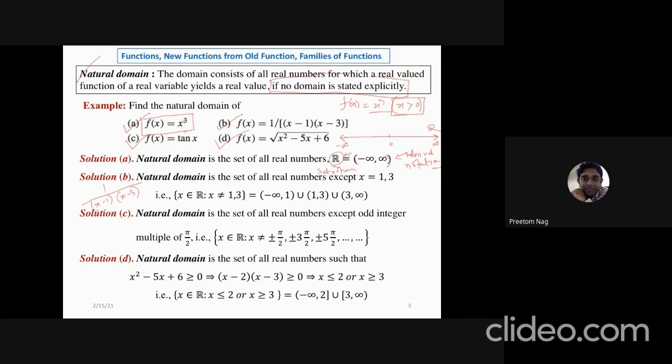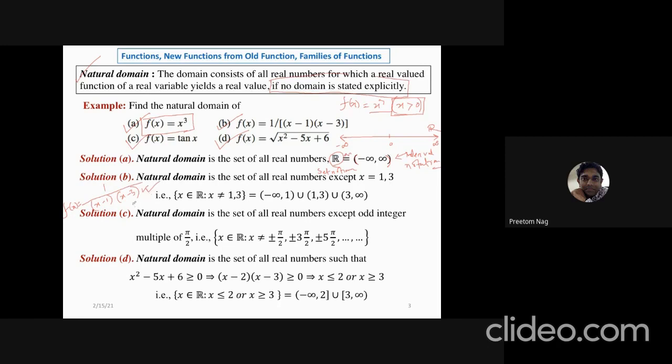For f of x equal to x cube, any value of x from the real line can be chosen for replacing x, right? But when we have f of x equals 1 over (x minus 1)(x minus 3), this is a quotient function, right? Whenever we have a quotient function, we must always be careful about the denominator. The denominator's result will determine whether the function is defined or undefined, right?